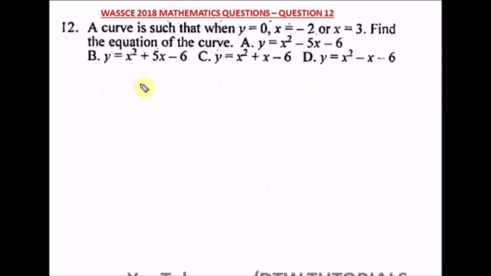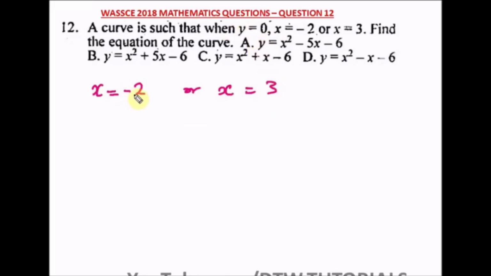Question 12 of the WAEC 2018 Mathematics Past Question says a curve is such that when y is equal to 0, x is equal to minus 2 or x is equal to 3. Find the equation of the curve. Okay, so the question says x is equal to what? Minus 2, or x is equal to what? 3.